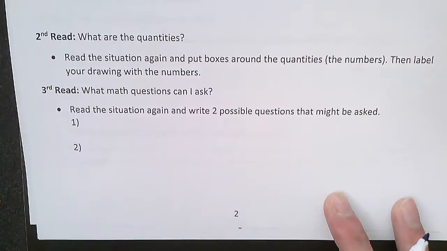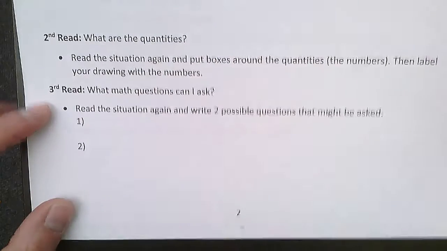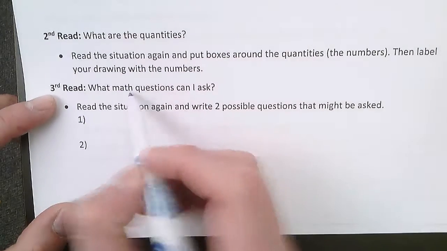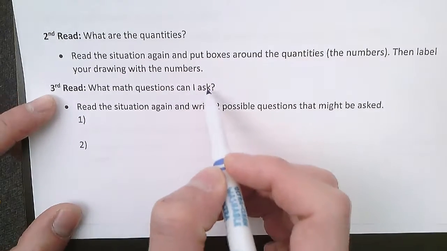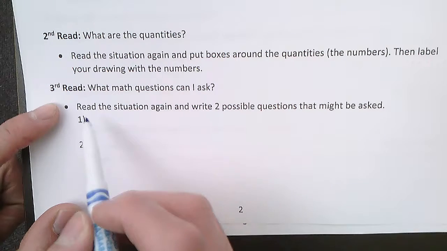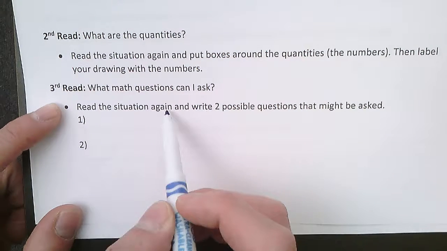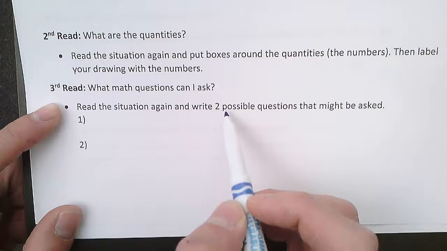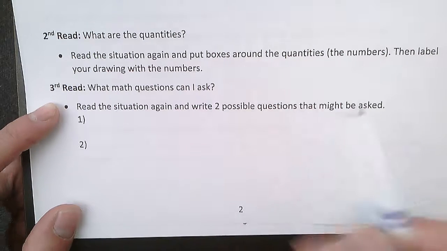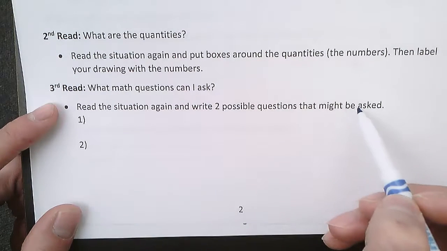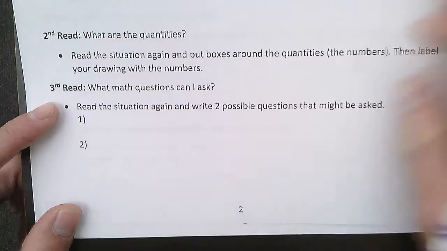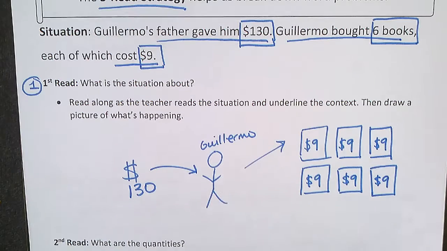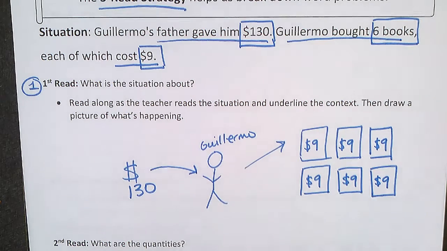Now let's go to the third read. We're going to read this situation one more time, and this time we want to think to ourselves, what math questions can I ask? Another way of thinking about this is, when you read the situation again, you're going to write 2 possible questions that might be asked based on the situation. So look at our situation again. We know that Guillermo's getting some money, and then he's spending some money.